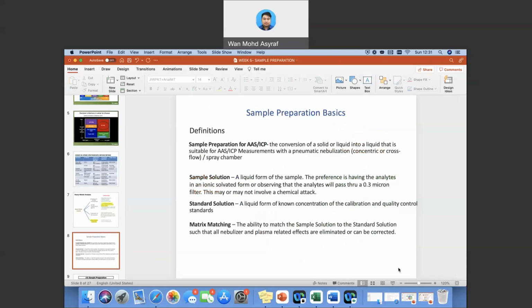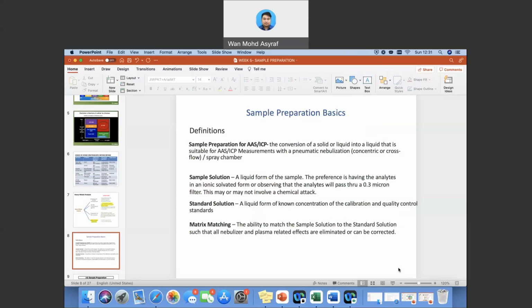What do we mean by sample preparation for AAS or ICP? Basically, it's just the conversion of a solid or a liquid into a liquid that is suitable for AAS or ICP measurements with a pneumatic nebulization.